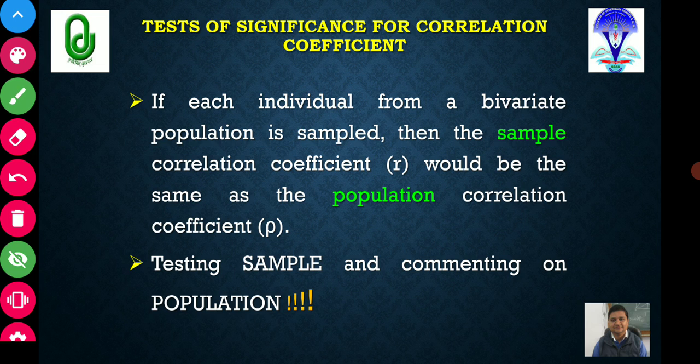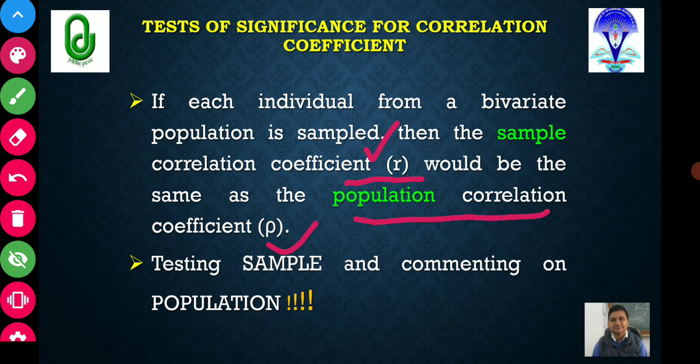Now, what it is telling is the test of significance. What you have till now is the correlation coefficient of the sample. Now you have to see whether this correlation coefficient that you have obtained from the formula is different from the correlation coefficient of the population, or it is one and the same. So what I will explain here: if each individual from a bivariate population is sampled, then the sample correlation coefficient R would be the same as the population correlation coefficient, that is rho.